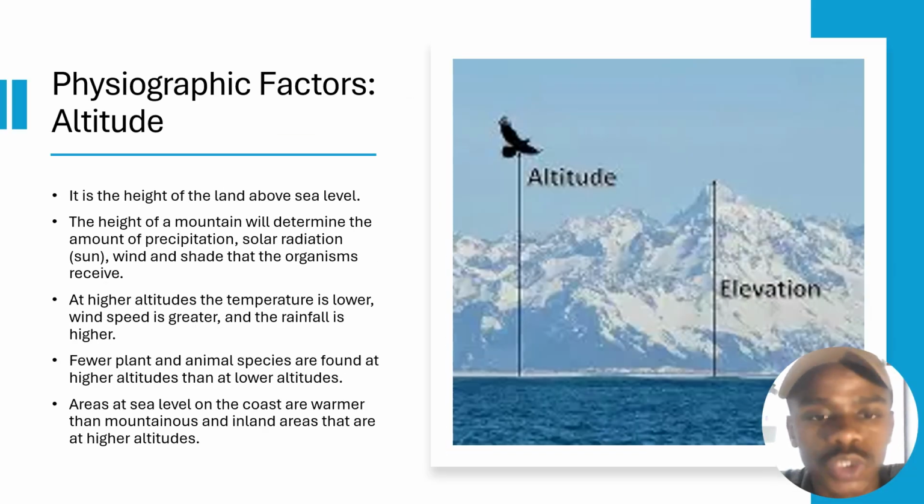We also have altitude, which simply talks about the height of the land above sea level. We have high altitudes and low altitudes. At high altitudes the temperature is very low, the wind speed is greater, and the rainfall is also very high. Fewer plant and animal species are found at higher altitudes than at lower altitudes.